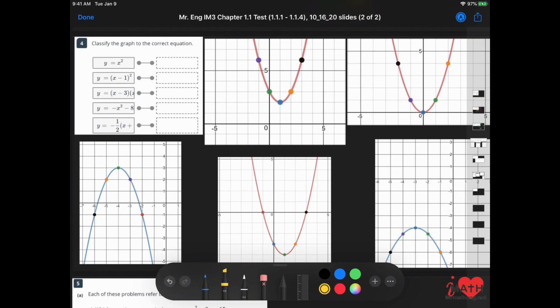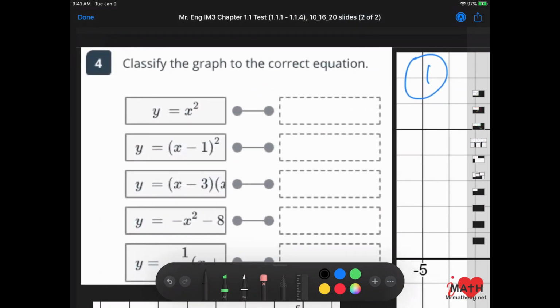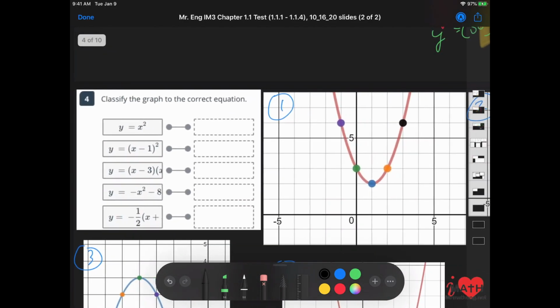Classify the graph to the correct equation. Okay, so let's just go ahead and number these. 1, 2, 3, choice 4, choice 5. Okay, so this one in yellow, if you look at our format, they're all in different forms. So we just have to be careful about which form are they giving us.